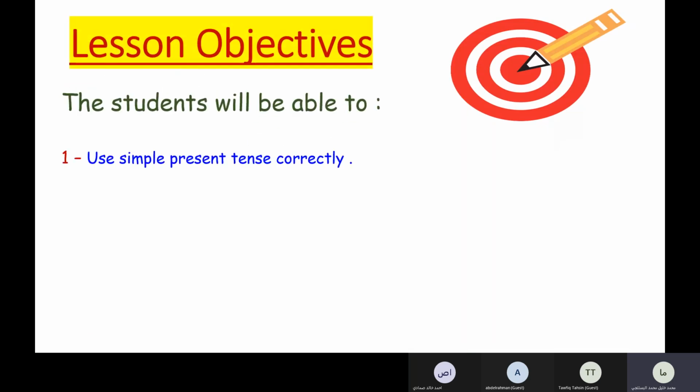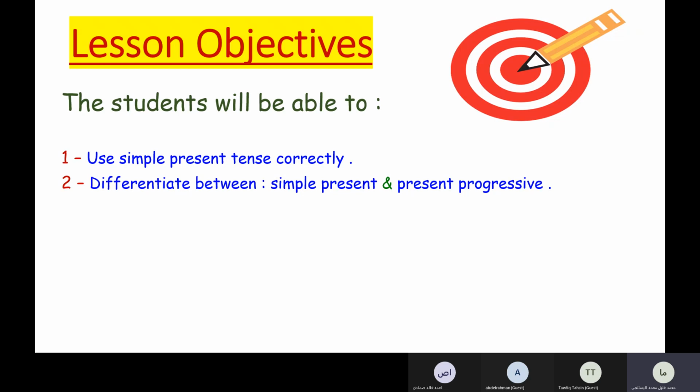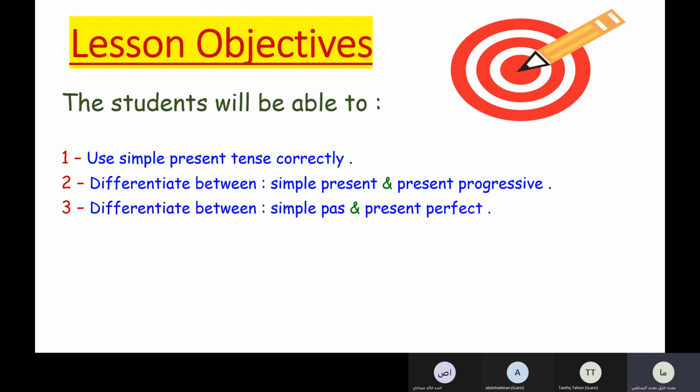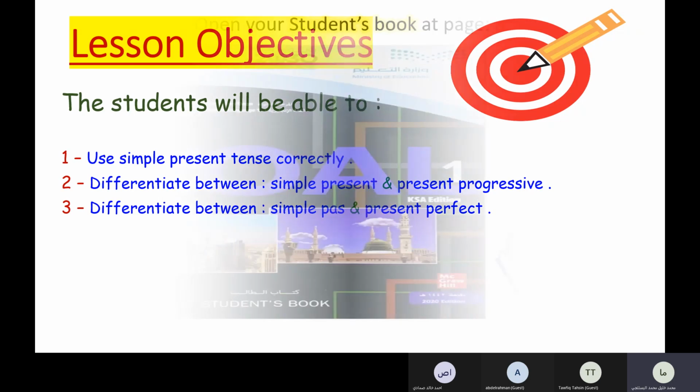Now again, we are going to use the present simple. We're also going to differentiate between the present simple and the present progressive. Then, to discuss the simple past and the present perfect, and differentiate between them.